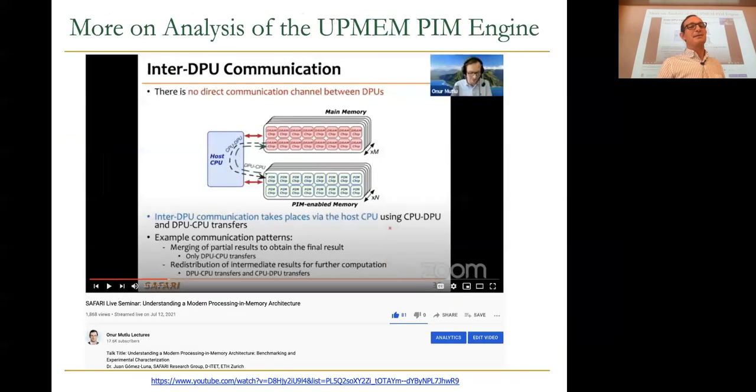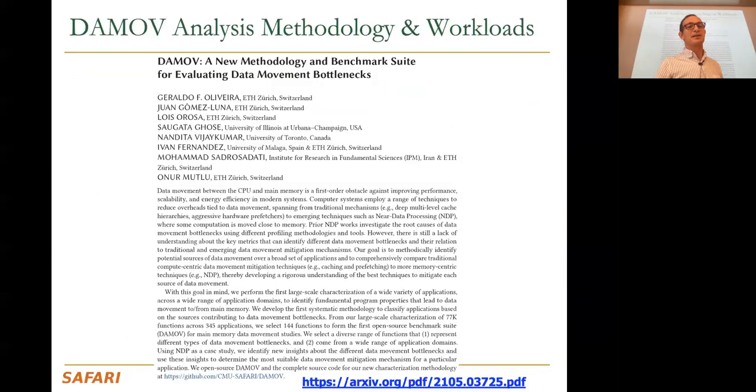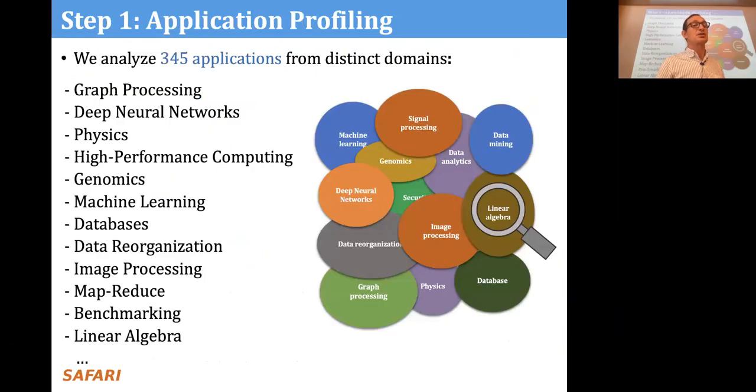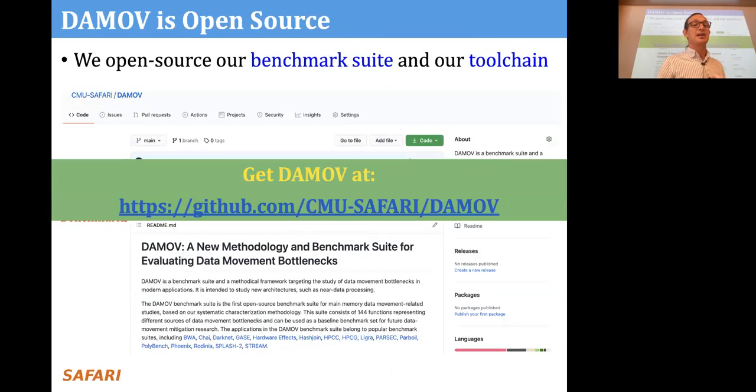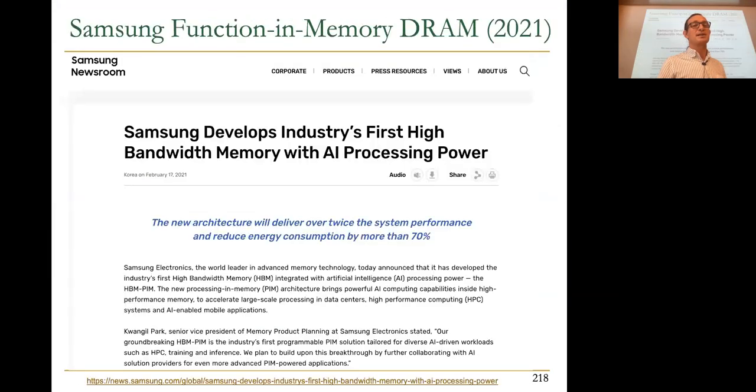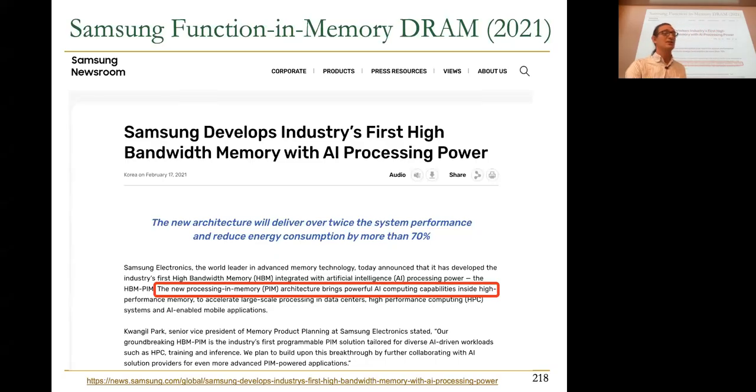Okay, that's one example. I'm going to skip this one. We do a lot of work on identifying which functions should be offloaded. If you're interested, you can find this. But I'm going to give you a couple of quick examples of Samsung introduced their DRAM chip that can do some machine learning acceleration.